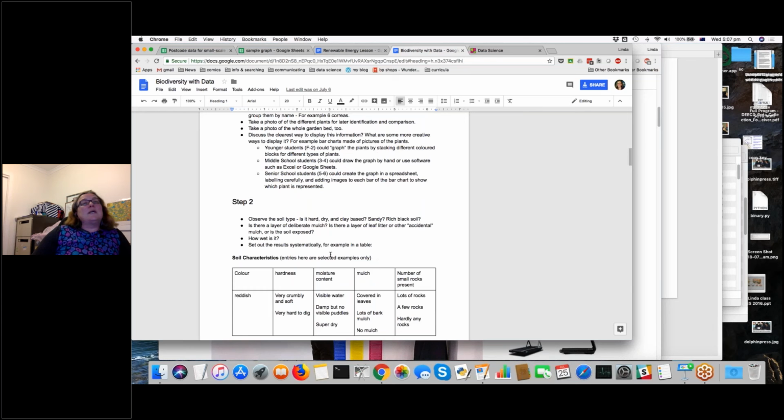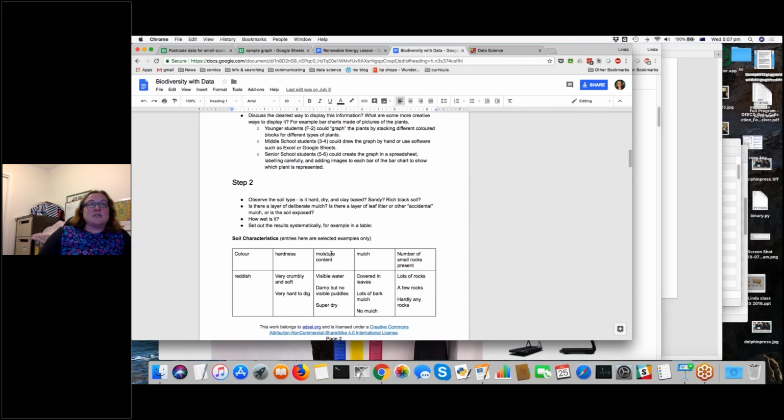Step 2, you're going to observe the soil type. So we're collecting a lot of data about these garden beds. First, we've got the number and types of plants. Now we're looking at what type of soil we've got. Is it clay soil? Is it sandy? Is there mulch? Things like that.